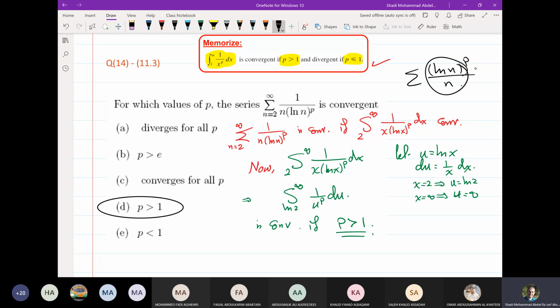So I use the integral test. You are right, but how is that? Using the integral test. Just, but you are right.